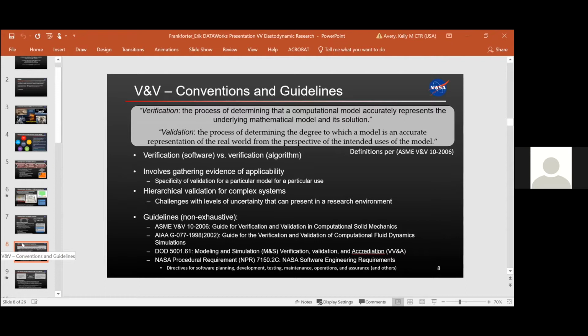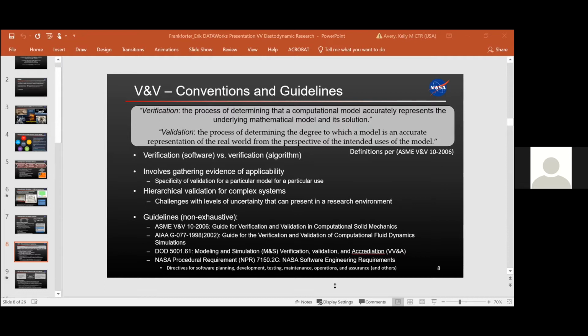So for V&V, here I'm working off of the guidelines in the ASME solid mechanics V&V guide. So verification: determining that your model accurately represents the underlying mathematical model and the solution. Validation: determining the degree to which a model is an accurate representation of the real world problem from the intended use cases. So often think of verification as the software functioning: is the algorithm solving the underlying PDE that you think it is. And validation is applicable to your particular model and problem case at hand.